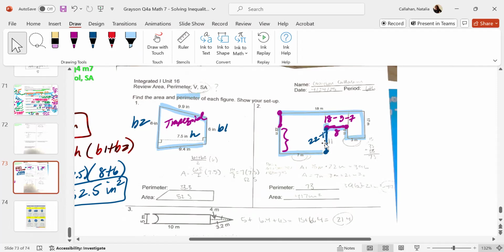How do I get to that little purple part right there? I know this piece right here is 17. 17 minus 6 is what? 11. That means this piece right here is 11. So to get this part, it's 22 minus 11, which is also what? That's why this piece right here is 11.